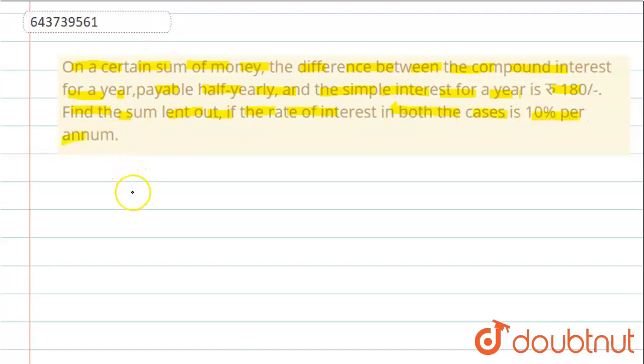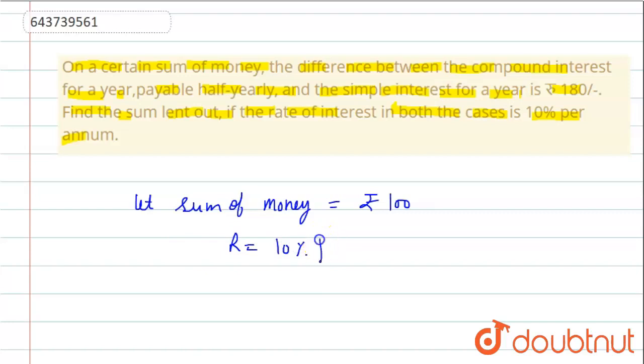Now first we let the sum of money be 100 rupees. Now the rate of interest is 10% per annum.